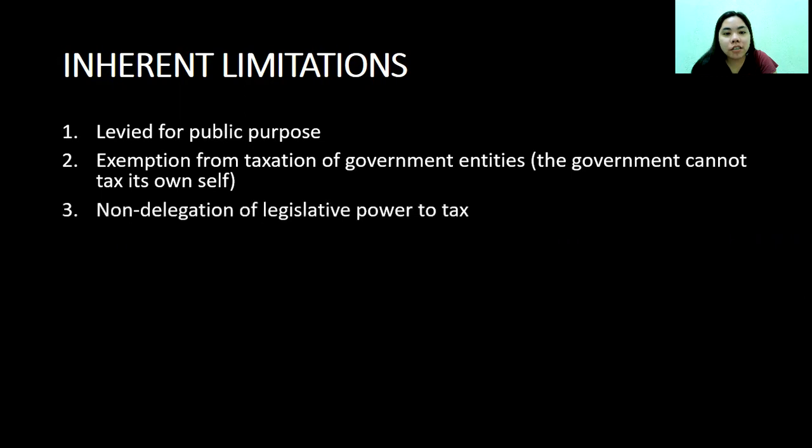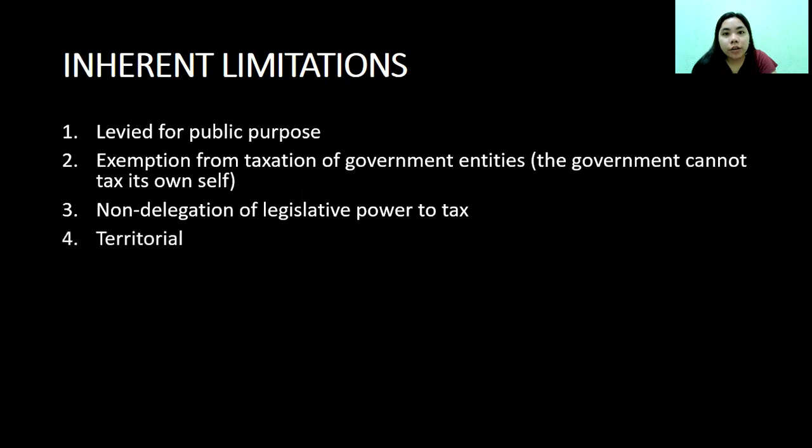Third is non-delegation of legislative power to tax, since the power to tax is only exercised by the legislative branch or the lawmaking body of the state, that's the Congress. So it will not be delegated to the House of Representatives, it will not be delegated to the mayors, governors, but the legislative itself is the one that can exercise the power to tax, and they cannot delegate that power.